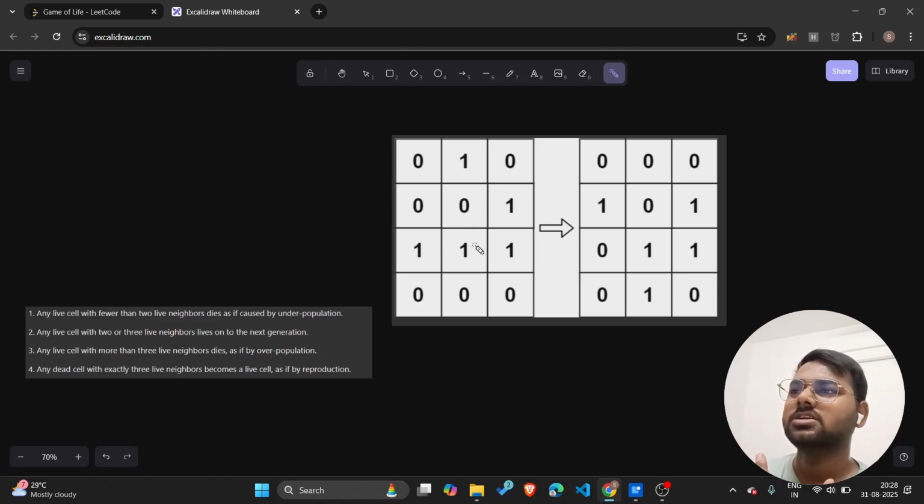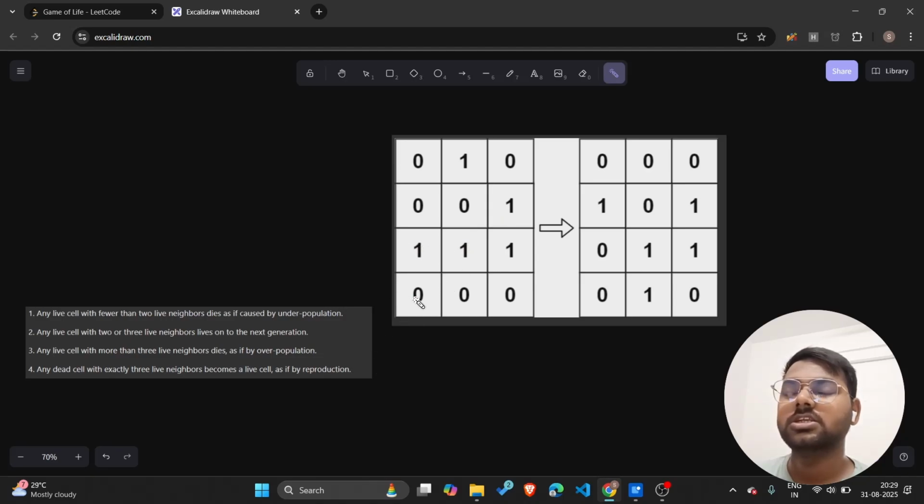For that one, one, two, three. Yeah, three living neighbors. As per rule two, if we have two or three living neighbors and it's alive, it's going to stay alive. For that one, only one living neighbor, so it's going to die as per the first rule. For it, one, two, three. It's going to be alive as per rule two. For that, one, two, it's going to stay alive as per the rule.